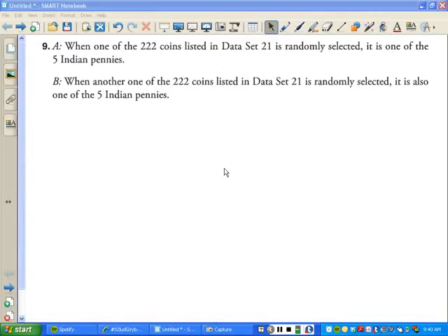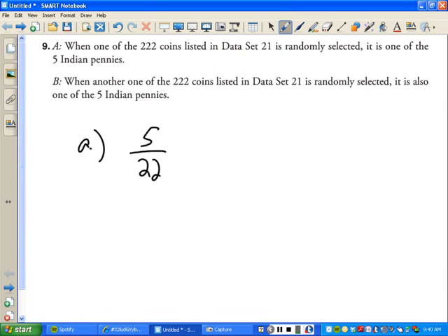Looking at problem number 9, section 4.4. So we've got 5 Indian pennies out of 222. If one of them is selected, what's the probability you get the Indian penny? I think for part A, that should come relatively easy. And I say relatively easy. I love you if you think it's hard, but it shouldn't be too terribly bad. Now, part B is the interesting one.